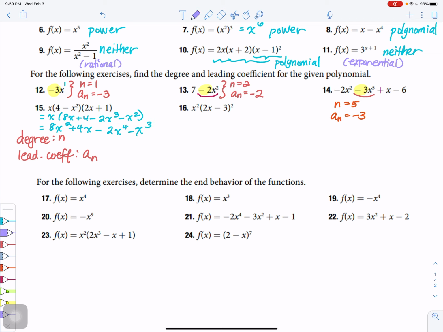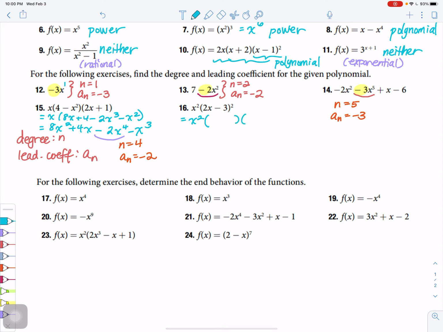So what do you notice? Here is our term that has the highest power of x. So the degree is 4 and the leading coefficient is -2. Looking at number 16, let's try this again. Do you see this square? So this x will be squared and then multiplied by x squared. We're going to have a degree 4. Let's go ahead and multiply them together just to be sure.